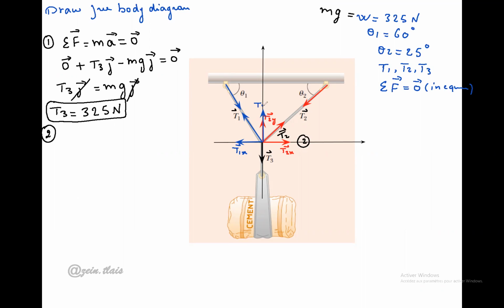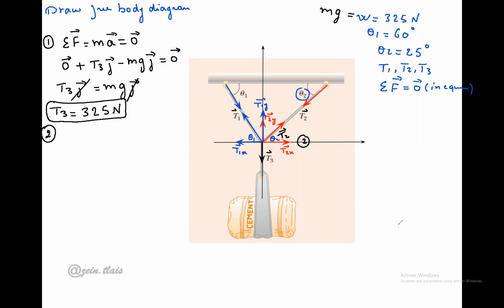T1x, T1y. Excellent. By corresponding, this angle equals theta 2, so this angle equals theta 2. This angle equals theta 1, this one equals theta 1, because we have two parallel lines. This angle must be equal to this angle, and the same for this one. This angle equals this angle. Okay?